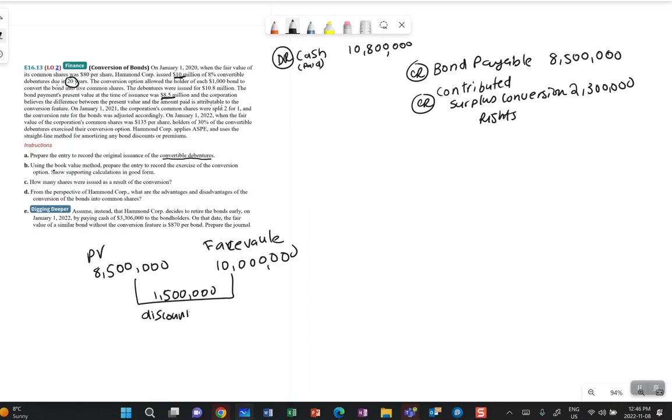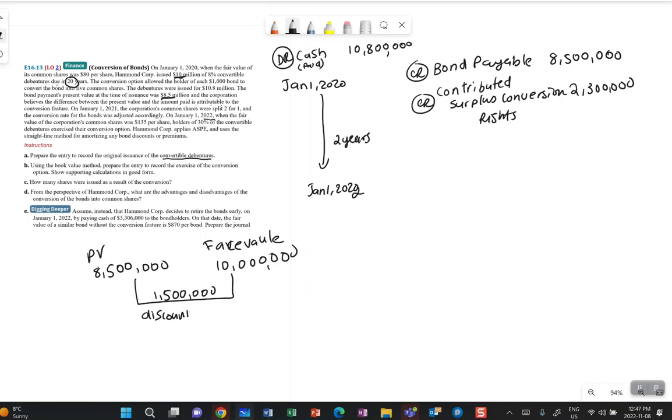So, using the book value method, prepare the entry to record the exercise of the conversion option. So we wanted to know how much. There's some information there that we don't need at this point, but we might need it later on. So what did we do? It's saying January 1st 2020. Our first entry was done on January 1st 2020. The second entry we had to do is January 1st 2022. How many years have gone by? 2 years have gone by.